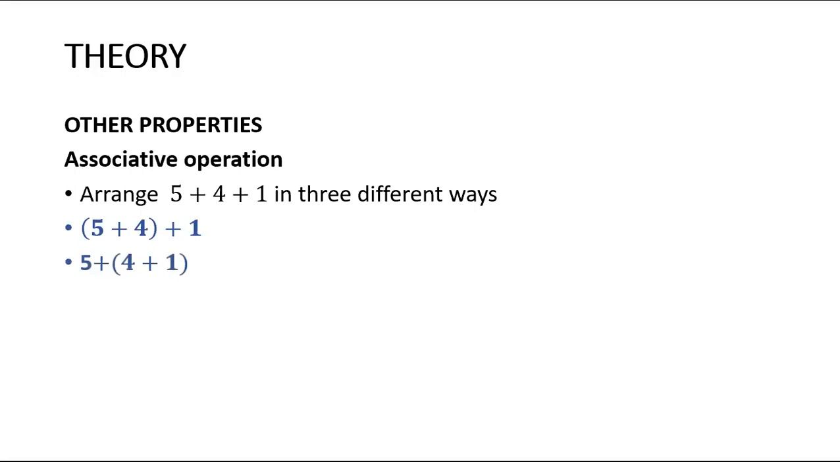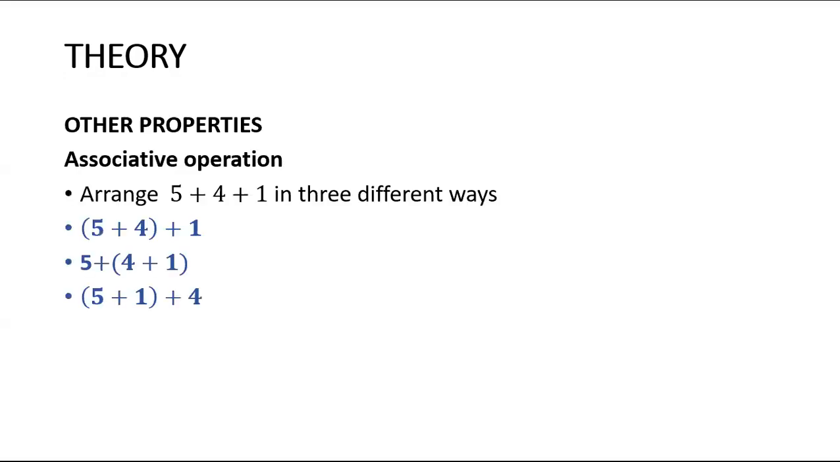Or I can just start by adding 4 plus 1, which is 5. So 5 plus 5 will give me 10. Or I can add 5 with 1 first and get 6, and add it with 4, which is 10. So basically, you can start by adding any numbers to get what you need. That is what we call the associative operation. To associate means that you are grouping, you're associated with a certain group. So the associative property says that you can group certain numbers and the order of the grouping does not matter.